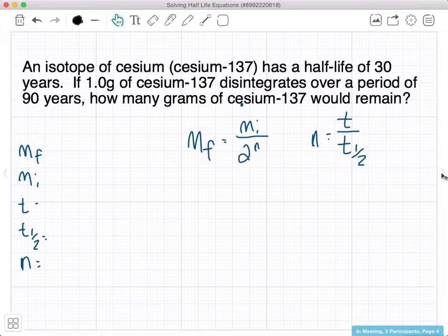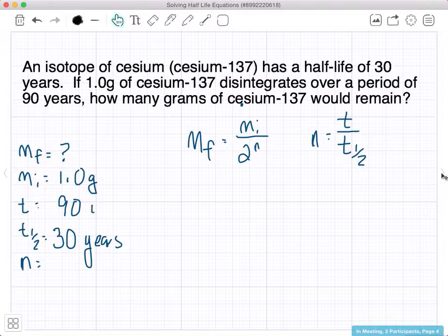So a good strategy to use whenever you're approaching a half-life problem is to identify each variable as you read the question. So it says an isotope of cesium, cesium-137, has a half-life of 30 years. So half-life length is 30 years. It says if 1 gram of cesium decays over a period of 90 years, how many grams would remain? So we're wanting to know how many grams would remain at the end. So we're going to be solving for final mass. We're given 1 gram. So 1 gram must be our initial mass. And our total time is 90 years.